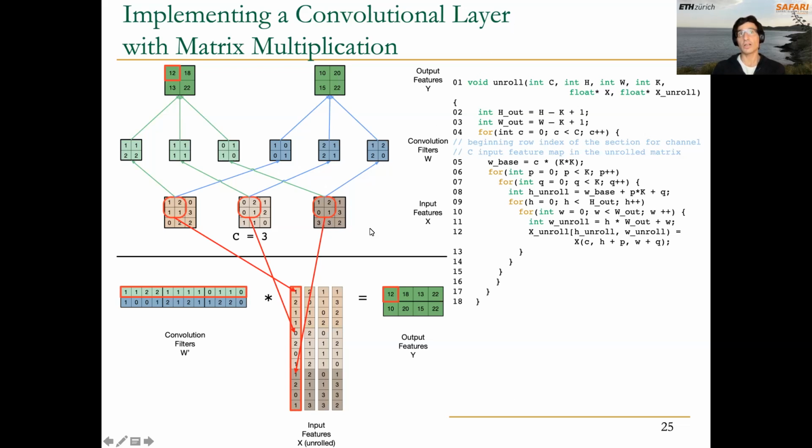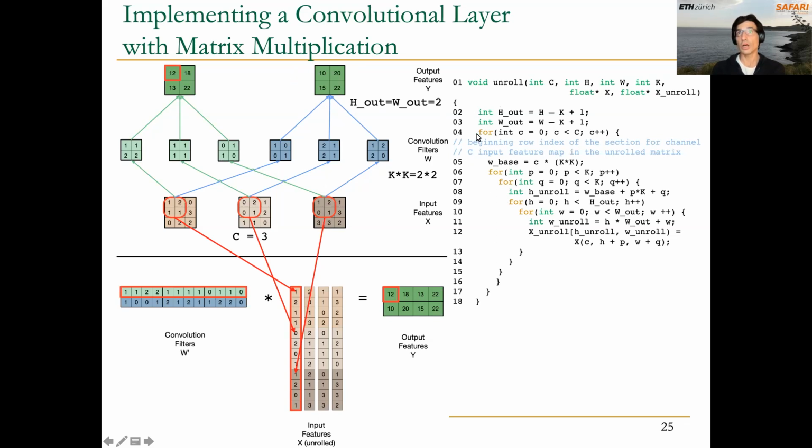As I said earlier, C is the number of input feature maps, which is 3 in this example. K is 2 in this example, because in this simple example, the convolution filters are square and they are 2 by 2. And finally, the outputs are H out and W out. Those are the dimensions of the output feature maps.